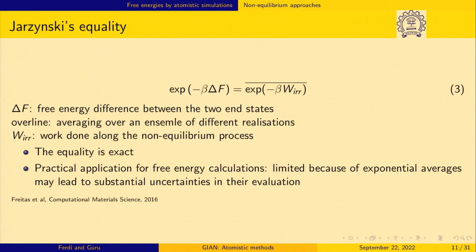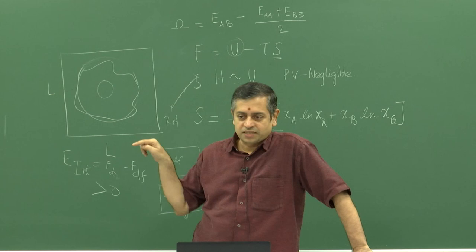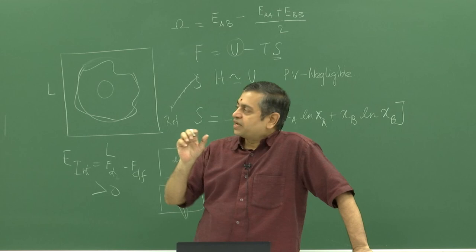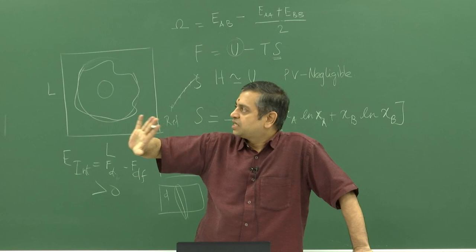So in this literature, beta is typically 1 by kBT. So exponential of minus beta del F is the average of exponential of minus beta W irreversible, and the bar over it tells that it is an ensemble average. Ferdi used the triangular bracket, that is also a common notation, and both notations come from statistics, where averages are given by either triangular brackets or an overline. So del F is the free energy difference between the two end states. I started from one state and ended up in another state, and del F is the difference, which is what is of interest to us.